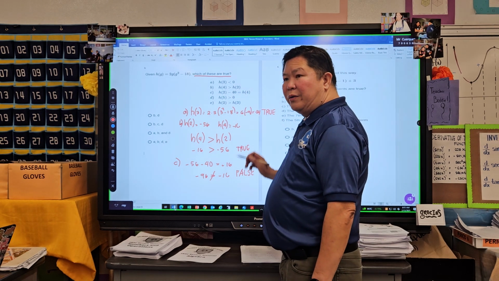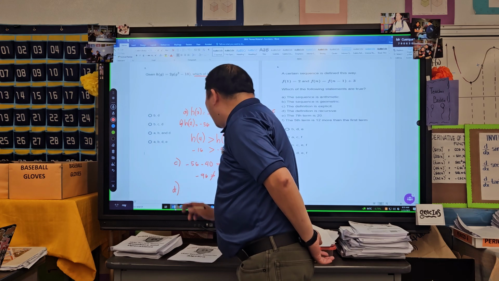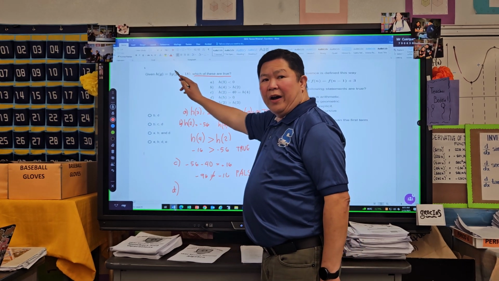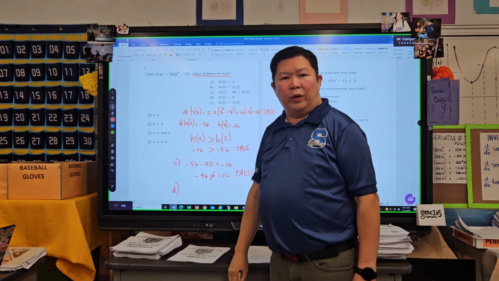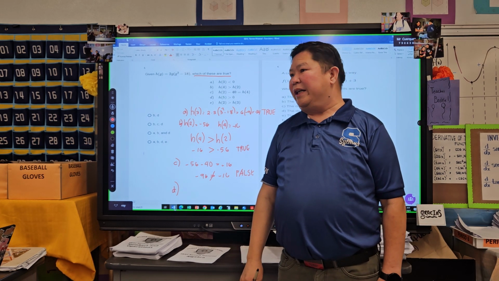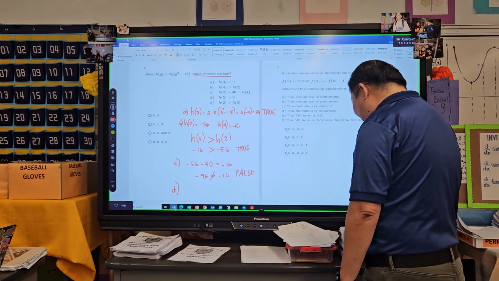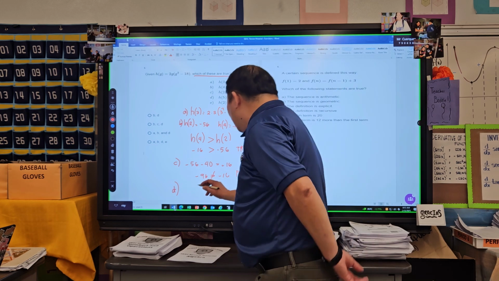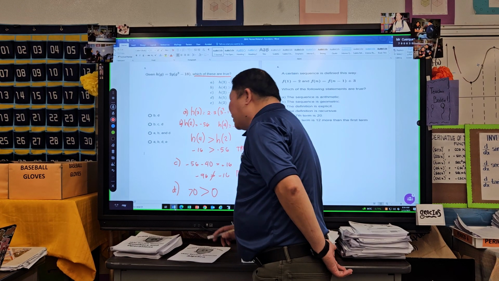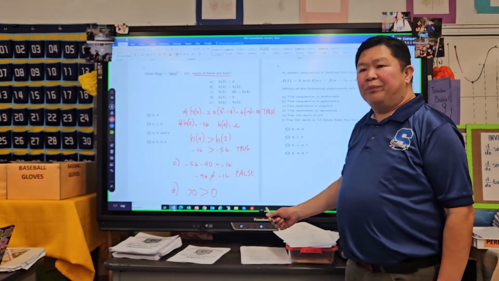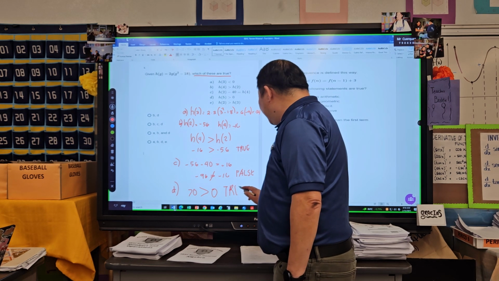So shall we continue with letter D? H of 5 is greater than 0. H of 5. Can we do mental math right here? H of 5. So 2 times 5. What is 2 times 5? 10. And then we have 5 squared. What is 5 squared? 25. Minus 18, we have 7. So it's going to be 70. Am I right, guys? 70. So h of 5 is 70. Is 70 greater than 0? Is the statement true or false? True. The statement is true, that 70 is greater than 0.